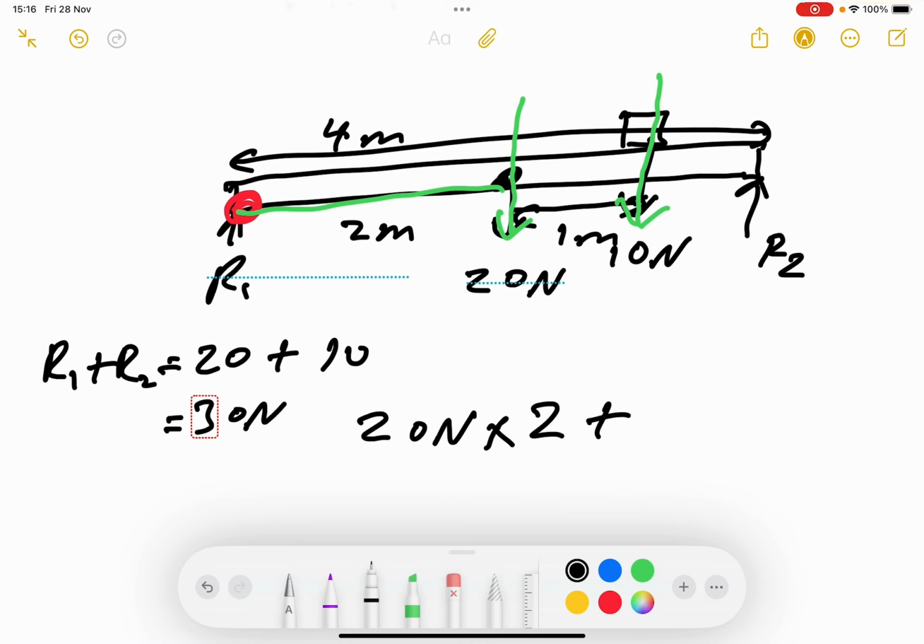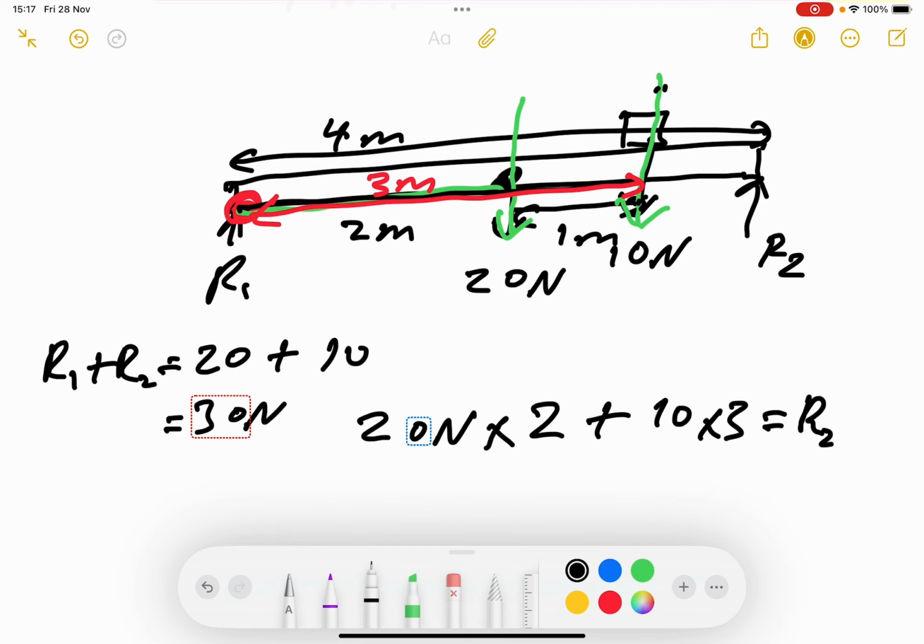Plus the moment of this force here, and that's got a force of 10 newtons, and that's at a distance of 3 metres. And that distance there is 3 metres, and that seems to be the bit that gets people. We're always going for our moment being about exactly the same point. So that's 10 newtons times a distance of 3. We don't actually need to write the unit in, do we? And that then equals our unknown force of R2 times the total distance, which is 4 metres.